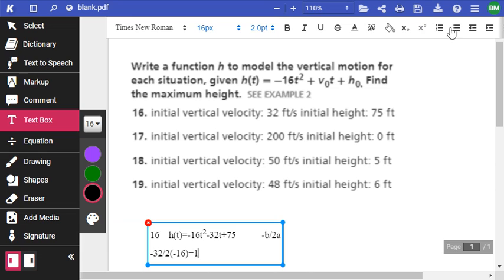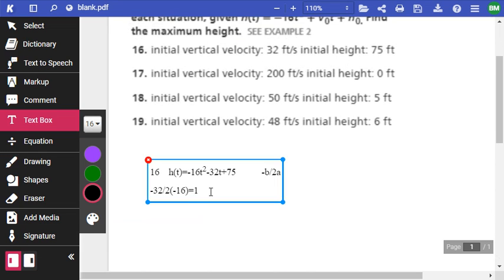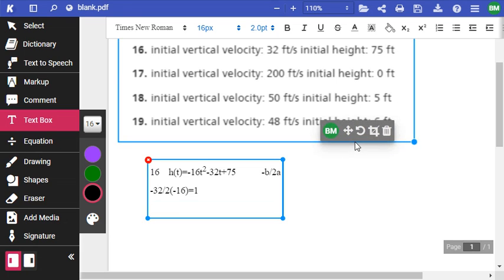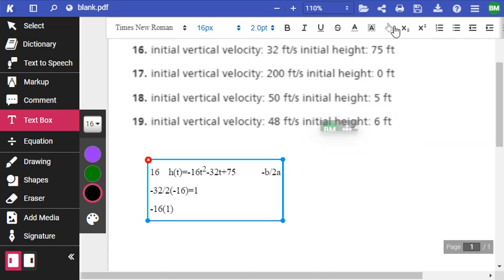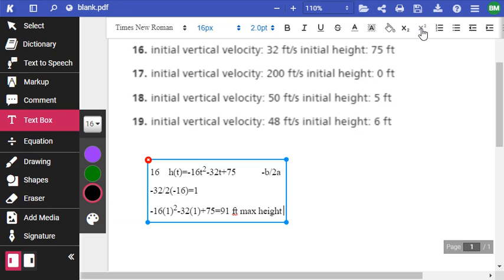Now we're going to plug that in to this initial equation here for t. And so we're going to get negative 16 times 1 squared, minus 32 times 1, plus 75. And this whole thing is going to equal just our max height, which is 91 feet. Max height. And this is the y value of the vertex as well.